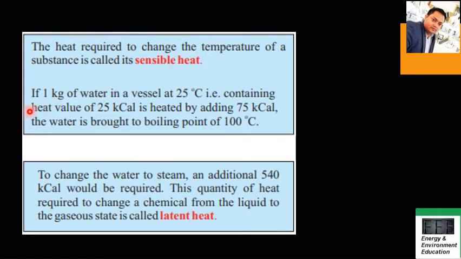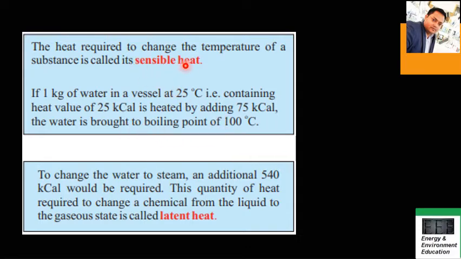Suppose there is 1 kg of water at 25 degrees centigrade, that is normal temperature, and you start heating it. Slowly the water starts absorbing heat. Say, by adding 75 kilocalories, the water is brought to a boiling point of 100 degrees centigrade. When you start heating it, the water absorbs heat and the temperature increases until 100 degrees centigrade. Then it comes to its boiling point.